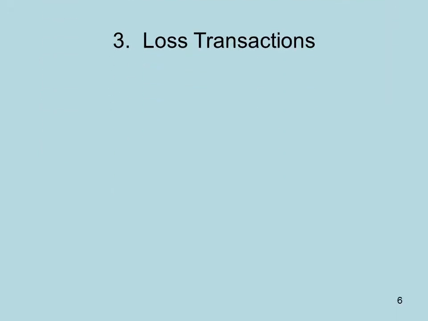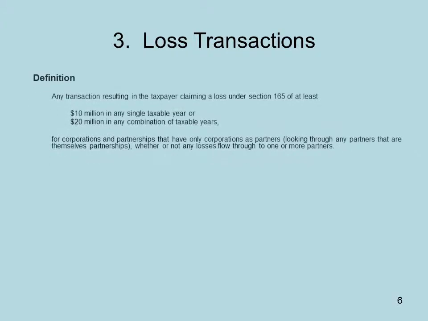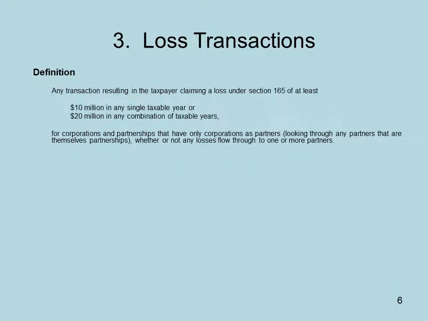The third reportable transaction category is loss transactions. Loss transactions cover any transaction that results in the taxpayer claiming a loss deduction on their tax return of $10 million or more in any single tax year, or $20 million in any combination of 6 consecutive tax years. Generally, a reportable loss may result in either a sale or exchange of an asset or investment, or a disposal of the asset or investment.